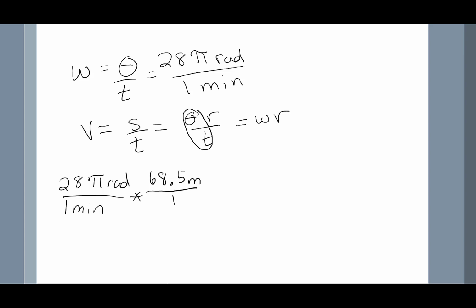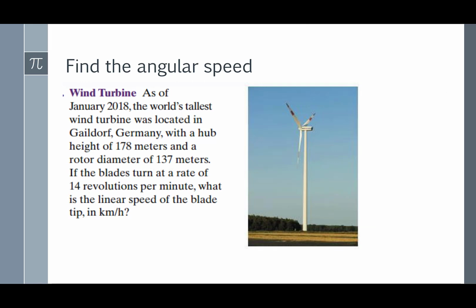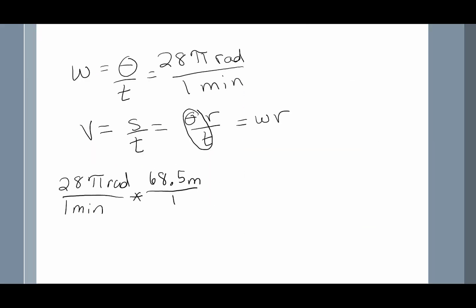The only thing you have to watch for is it said put your answer in kilometers per hour. So I need to do 2 conversions. I need to get rid of these meters. I need them to be kilometers. So to start that, I think, well, 1 kilometer is 1,000 meters.